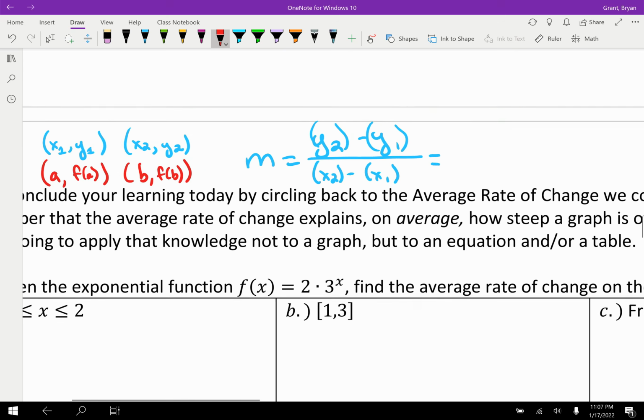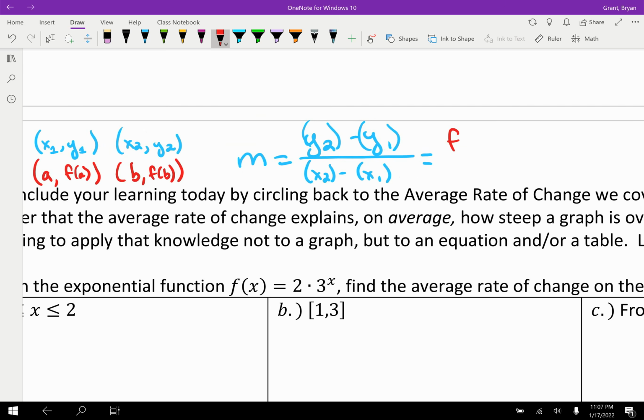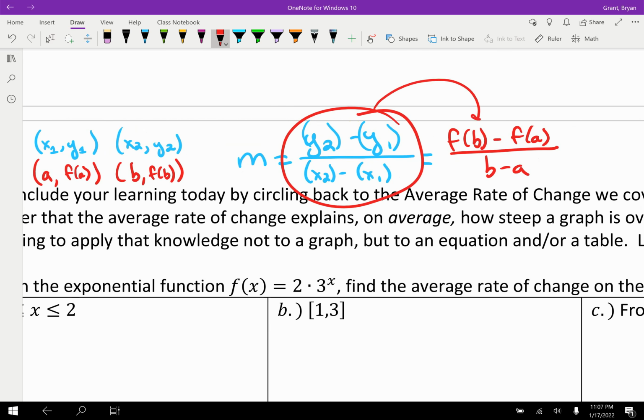So if I wanted to rewrite my slope formula, we would say f of b minus f of a over b minus a. And you will find that this is the most common way the slope formula is written as you move forward in your math classes. So although it's totally fine to use this, and this is the formula you'll get on your formula sheet at the end of the semester, you're going to see me use this function notation version more and more often, including today. So here we go.